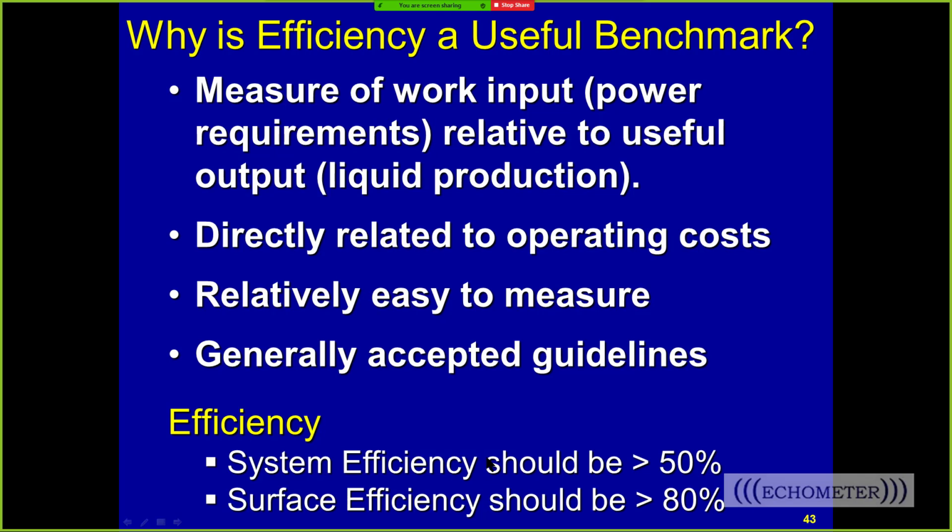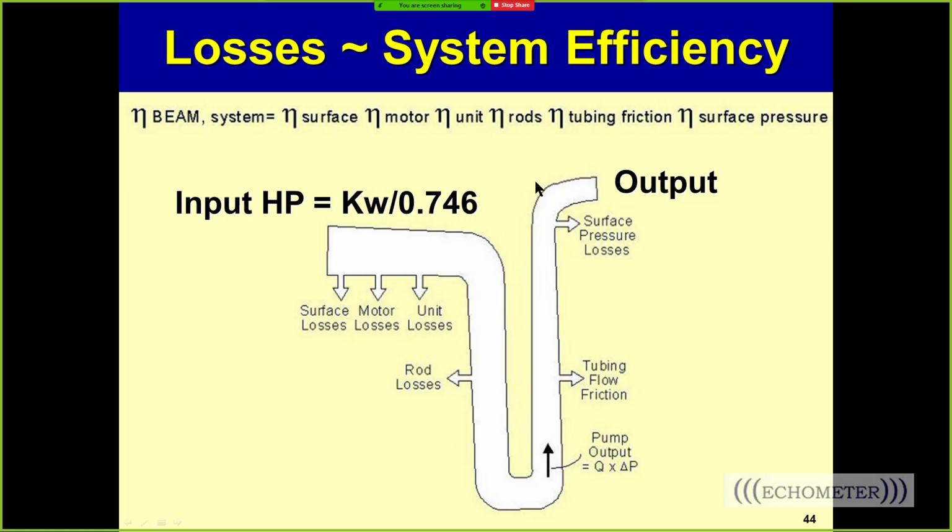The efficiency is pretty simple to measure. You can compare it to cost. If efficiency is low, it indicates a problem, and we should be looking at the efficiency of the system, both the surface and the system, to see if there's a problem in the well. If any one of these pieces in the well goes bad, then the system efficiency is impacted by multiplying that efficiency by all the other efficiencies.